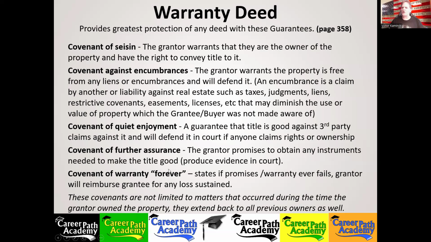And the covenant of warranty forever states that if promises in the warranty ever fail, the grantor will reimburse the grantee for any loss sustained. So if anybody should ever step forward to prove that there was an improper transfer of the ownership of this land anytime throughout history, they'll try to defend it. They'll try to produce documents to prove it in court. But if it fails and they successfully win the claim, that you've got to turn the property over to them now.